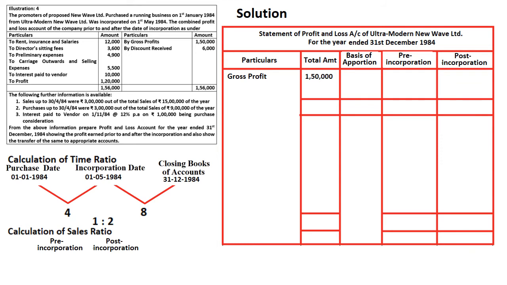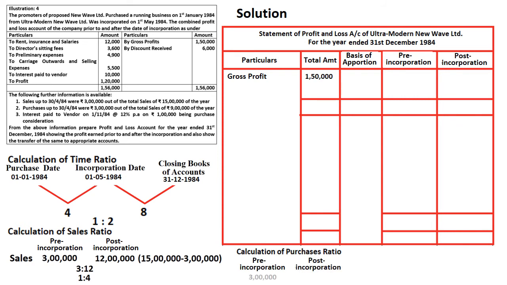Then calculation of sales ratio. Same way, pre and post sales: 3 lakhs out of total 15 lakhs, in the sense 12 lakhs in the post incorporation. Therefore, the ratio will be 15 lakhs minus 3 lakhs, 12 lakhs we have taken. So 3:12, that is 1:4. Then calculation of purchase ratio. The same way, pre and post 3 lakhs and 6 lakhs, that is 3:6 or 1:2. So out of 9 lakhs, 3 lakhs is pre, so 6 lakhs will be the post. So 1:2. So once we calculate all these ratios, we will start the problem.